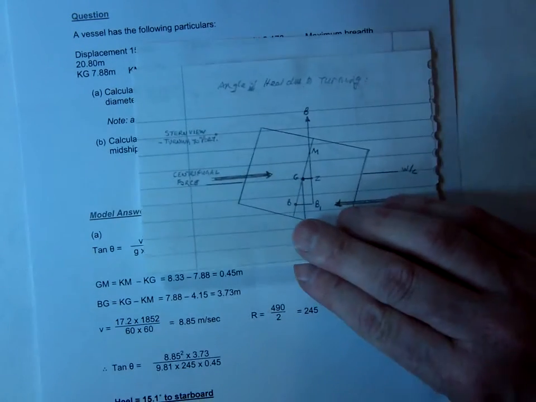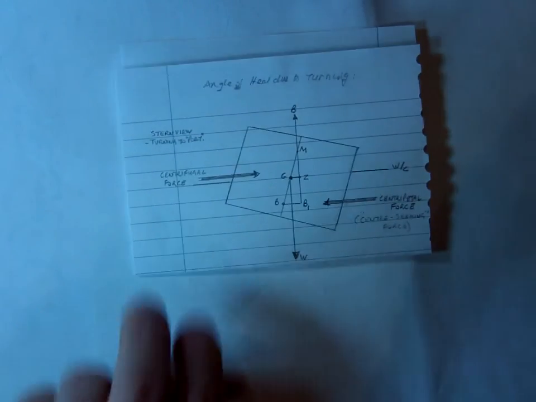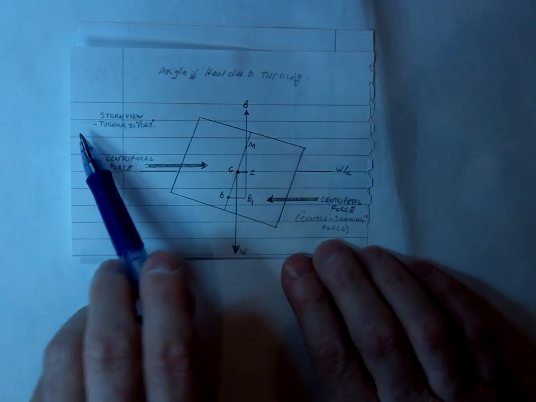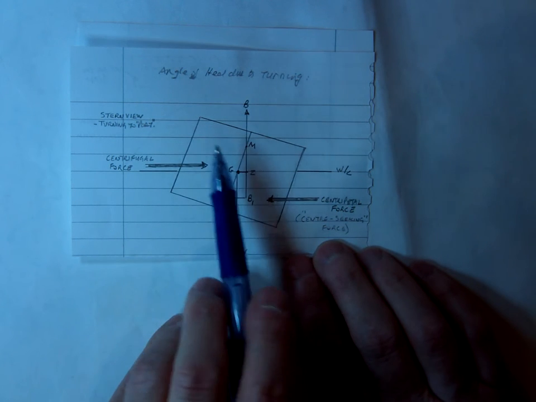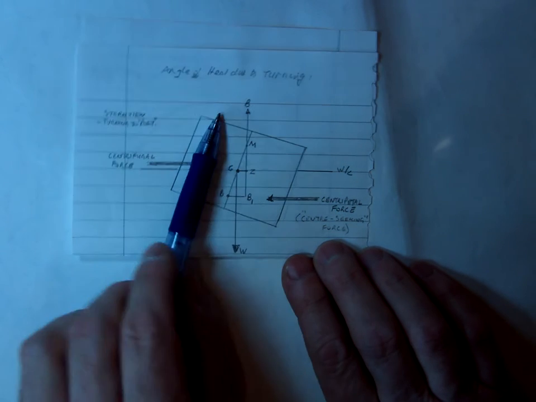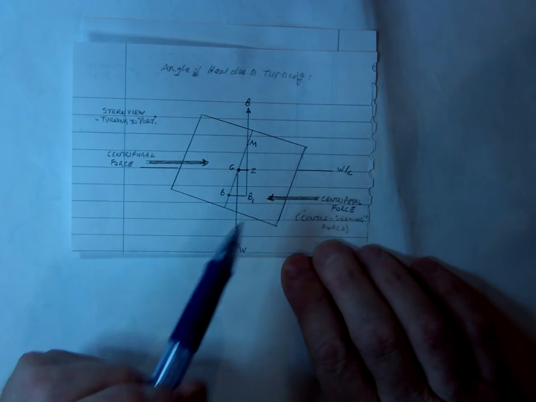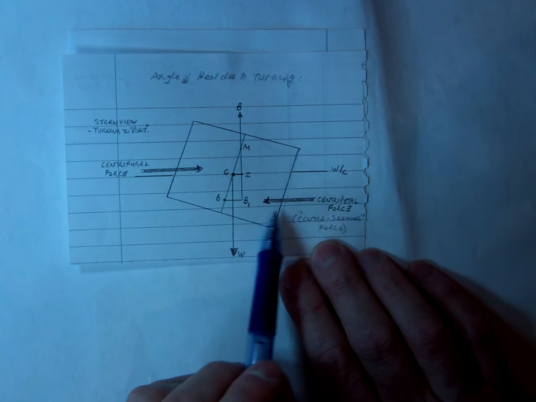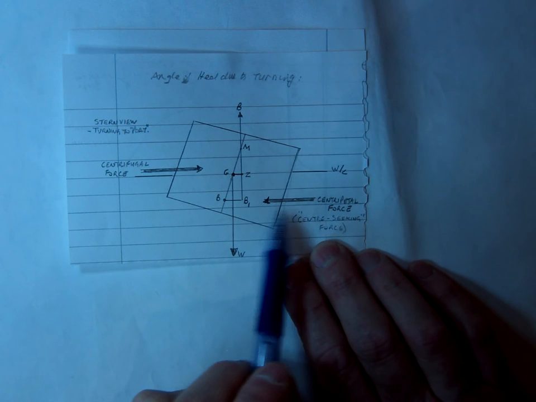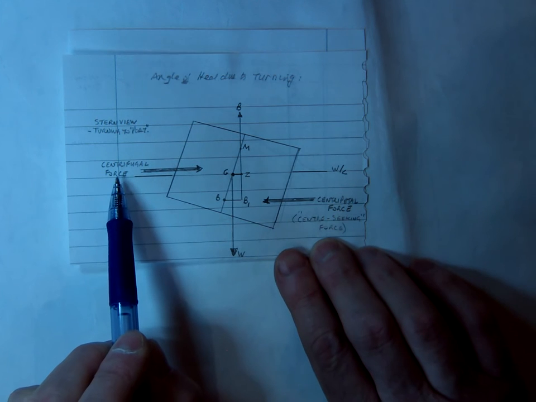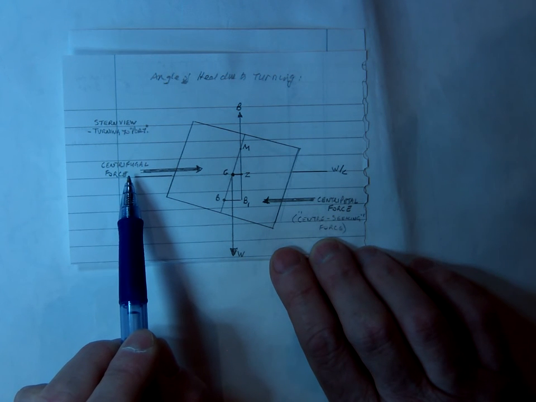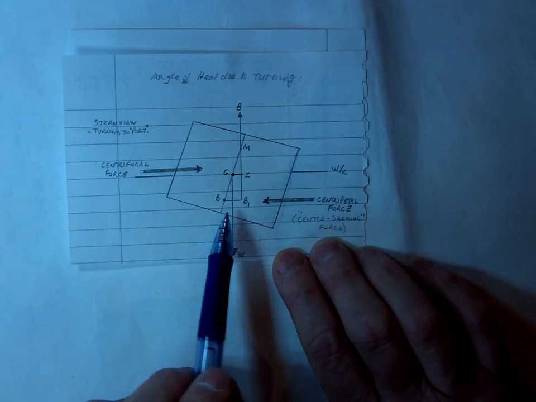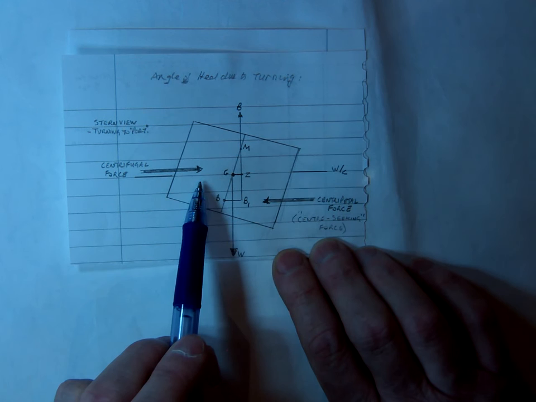If we just look at a simple sketch here, this is looking at a vessel from astern, and this vessel is turning to port. So she's hard over, turning to port, but she's actually heeling over to starboard. And the two forces acting upon the vessel are what we call a centripetal force, or centre seeking force, and a centrifugal force, which is a centre fleeing force. Centripetal is centre seeking, centrifugal is centre fleeing.